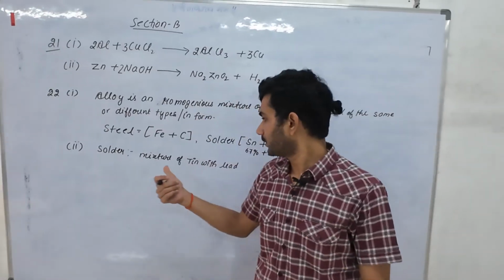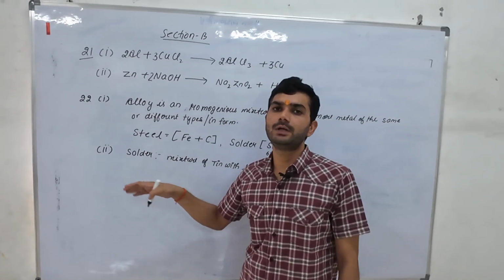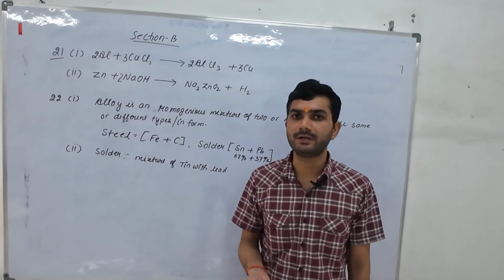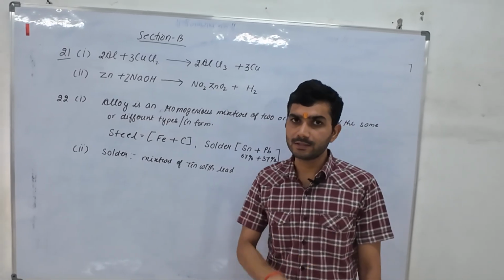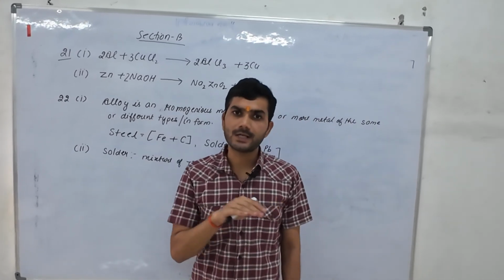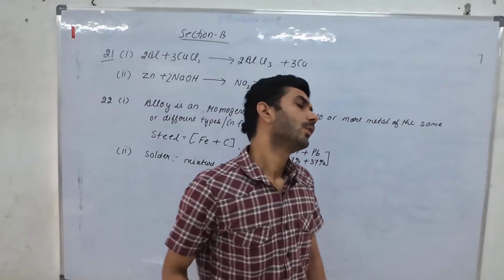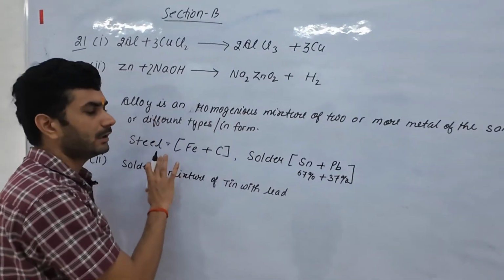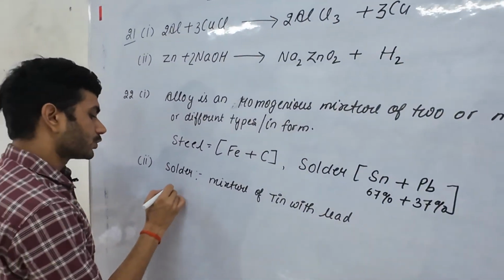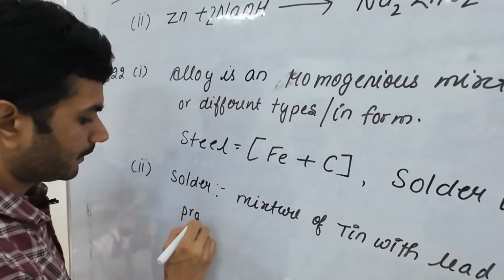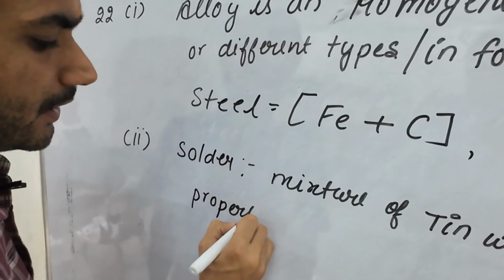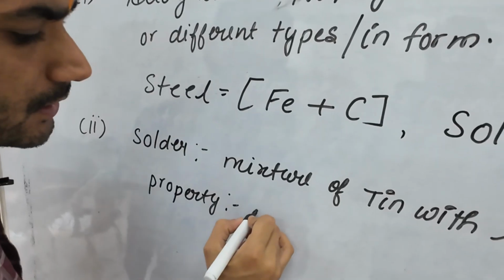Why are we using this solder only? Because this solder has a high electrical conductivity with a very low melting point. It easily allows the electric current to pass through the joints without breaking the wires. For this purpose only we are using this solder. Which property makes it more suitable for welding the electrical wires? I am writing here the property.